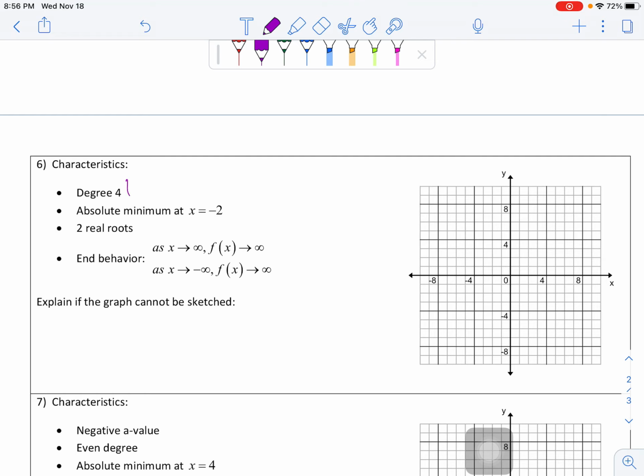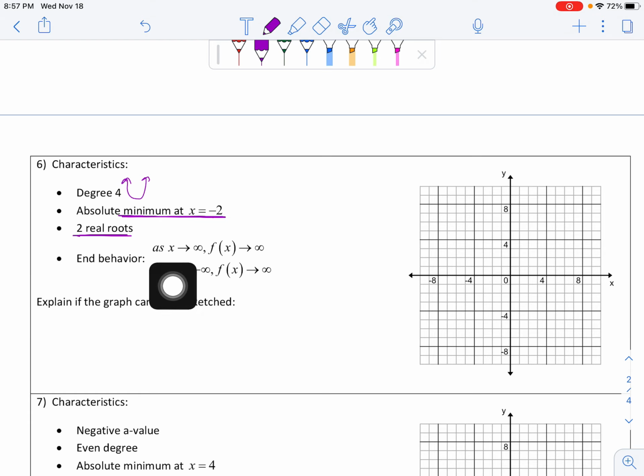Okay, fourth degree function, so something maybe in a U-shaped graph here. Absolute minimum at x equals -2. 2 real roots. Okay, now this might seem a little bit weird, but it's okay to have a fourth degree function with 2 real roots because that means the other roots are imaginary. And that does not mean that they're fake. Imaginary numbers are things that exist. You just can't graph them on the real number line.